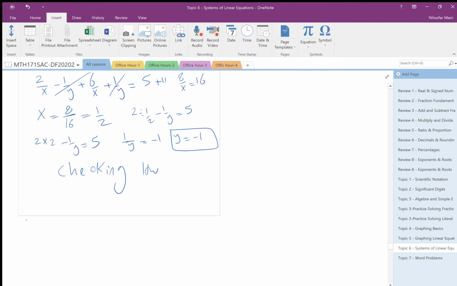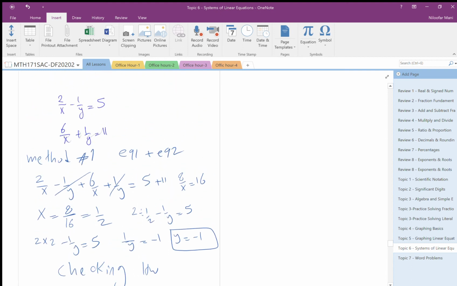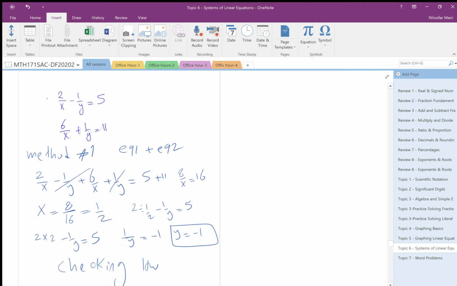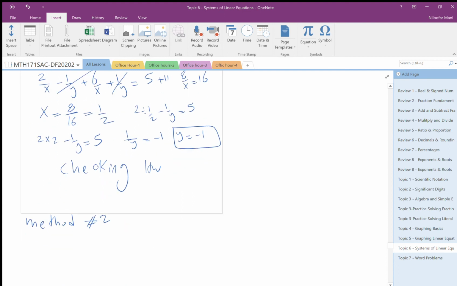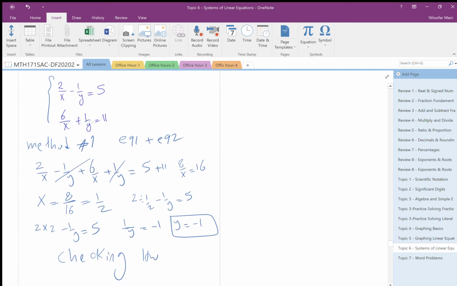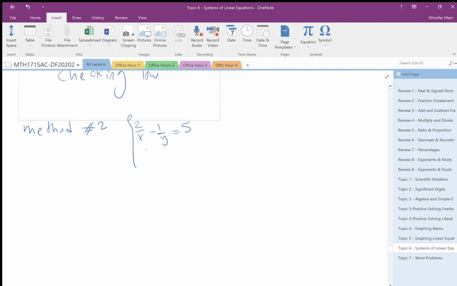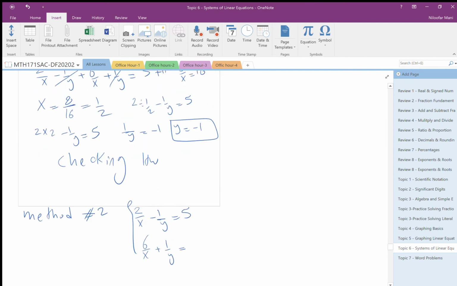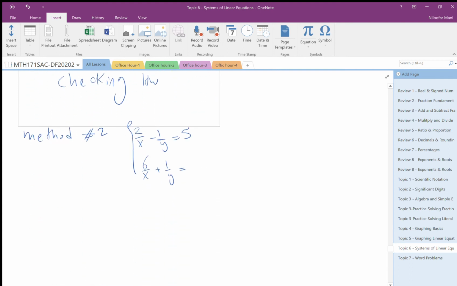Okay, so method number two. Method number two is, I just say, okay, so this is my equation. 2 over x minus 1 over y equal 5. And 6 over x plus 1 over y equal 11.